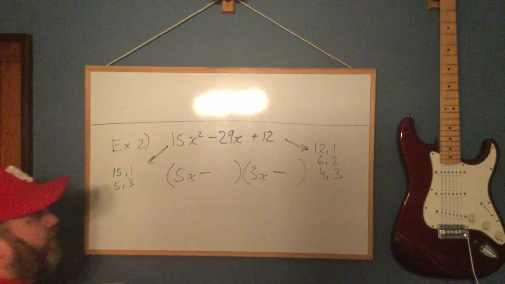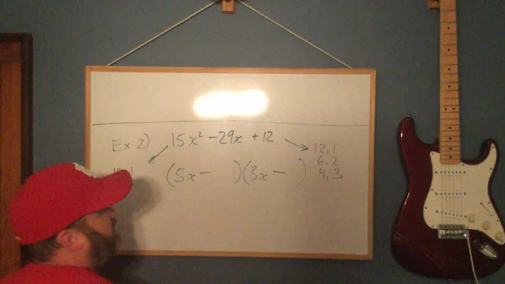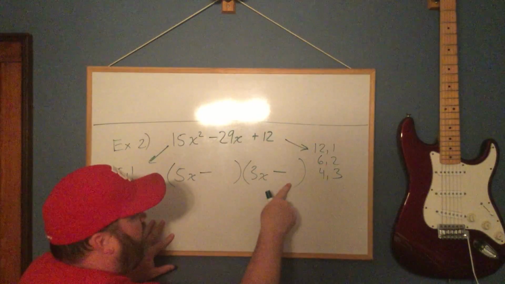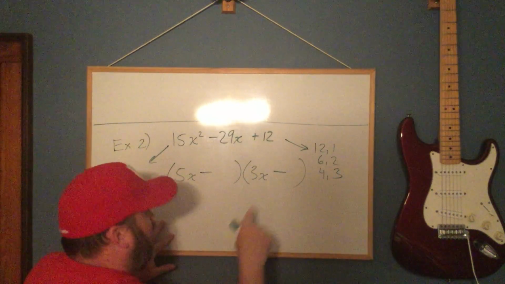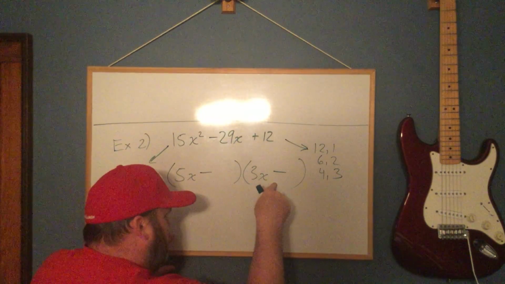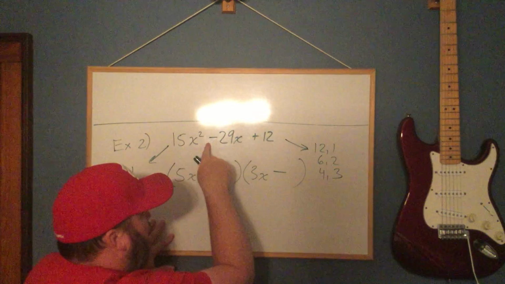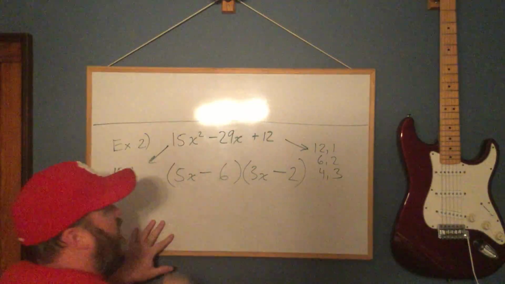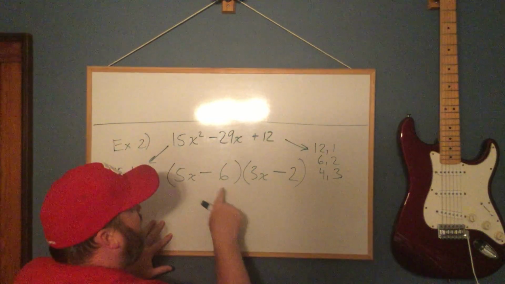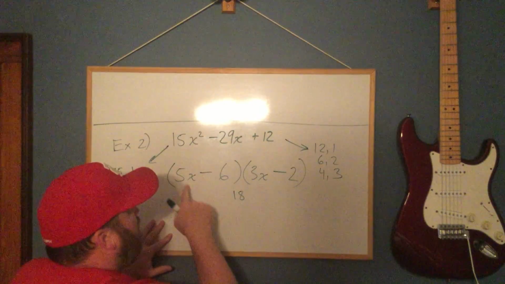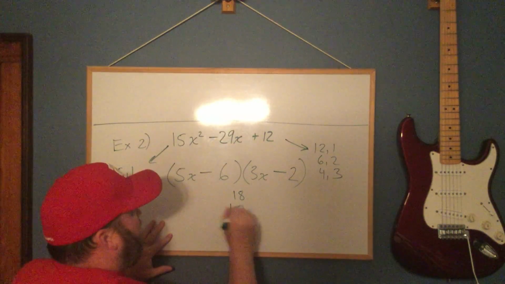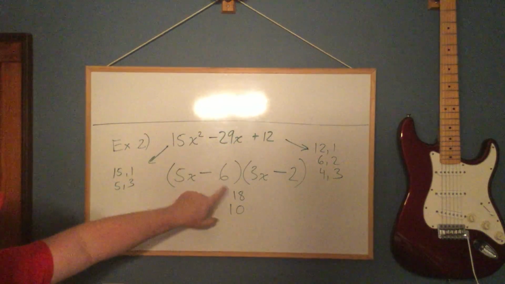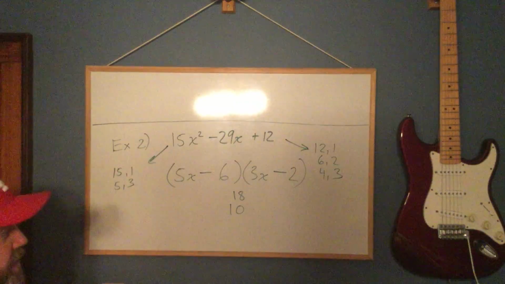And again, I'm not going to start with 12 and 1 here. So I'm going to start with maybe 6 and 2. I can't put 6 over here because 3 and 6 have a common factor of 3. And again, if the common factor is here, it has to be up here too. If it's not here, it can't be here. So my only guess I can put is 6 and 2. Multiply these, I get 18. Multiply the outside, I get 10. 18 plus 10 is 28. So 6 and 2 do not work with 5 and 3.